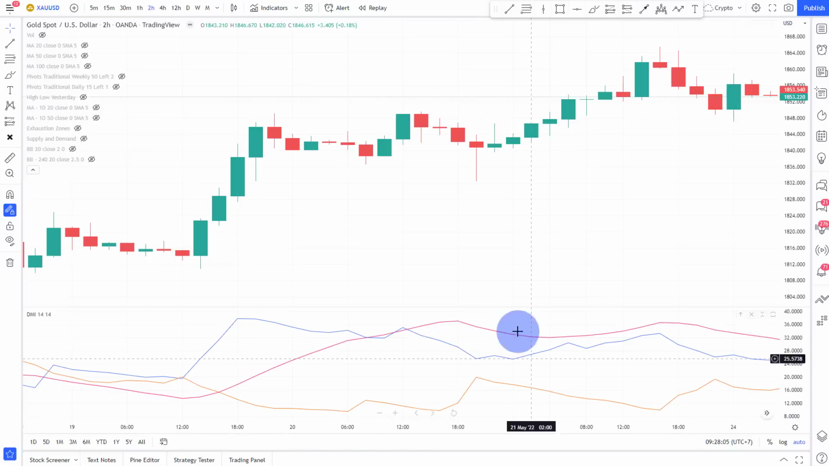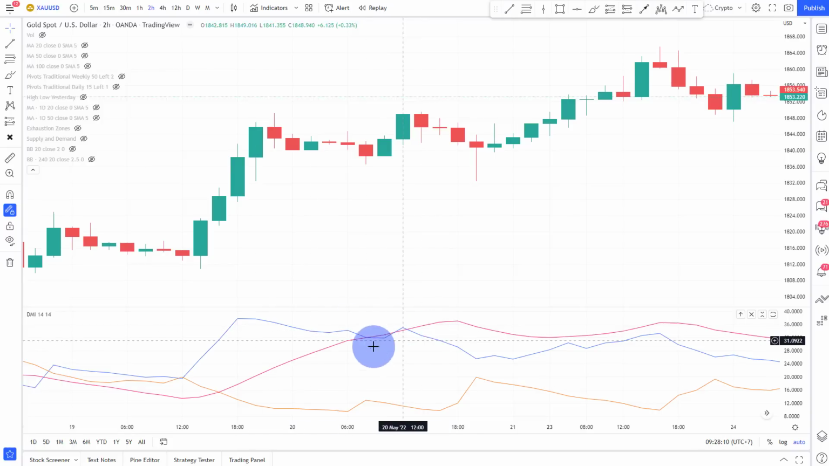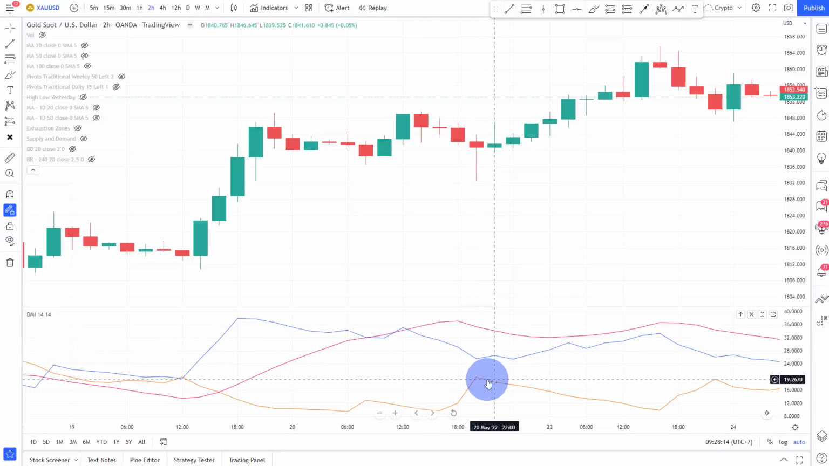So we click on it, and then you see we have something like that. What does this actually mean? So we have three lines. The red line in this case is the true ADX, and the blue and the orange lines are the so-called DI plus and the DI minus lines. And the ADX is just basically a combination of the two lines.